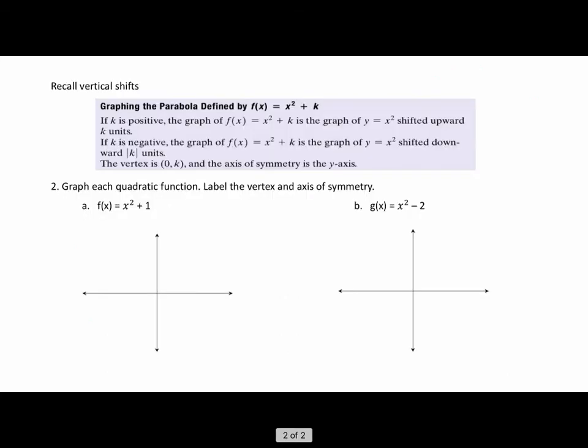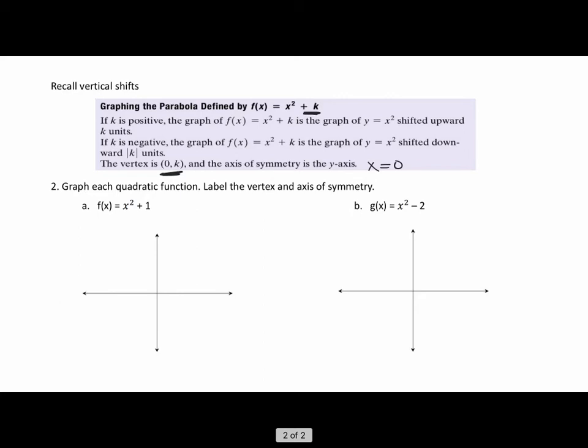Recall what vertical shifts are then. If we are graphing a parabola defined by f of x equals x squared plus k, if k is positive, we shift everything up k units. That's going to change the vertex. But the axis of symmetry will remain at x equals 0. If k is negative, we shift the vertex and every point down k units. And that changes the vertex, but we still have the same axis of symmetry.